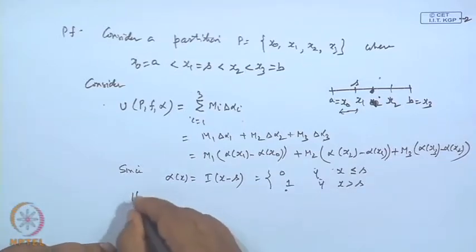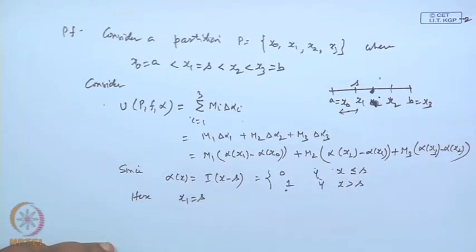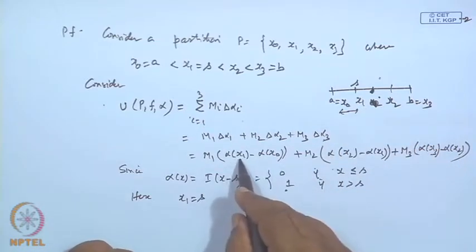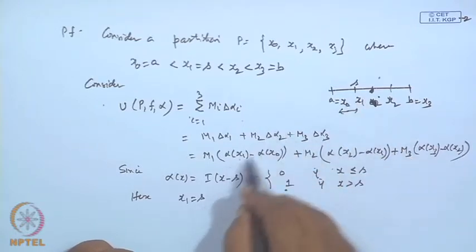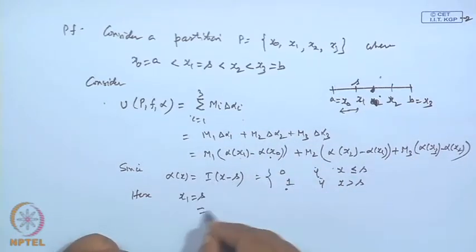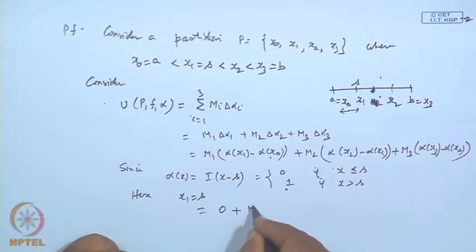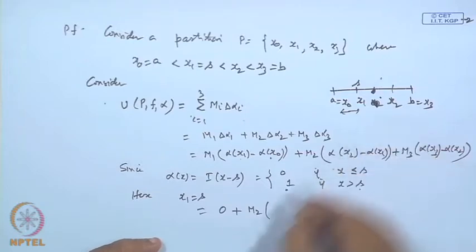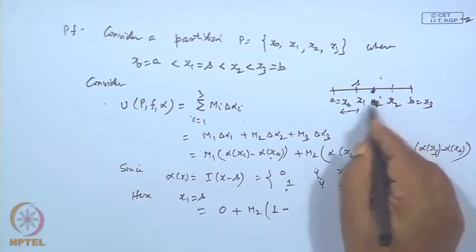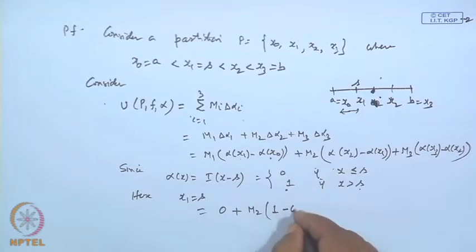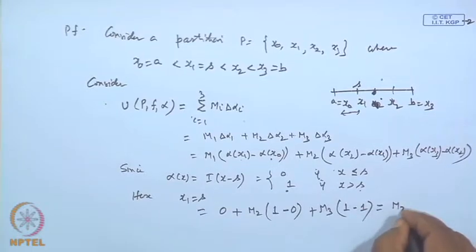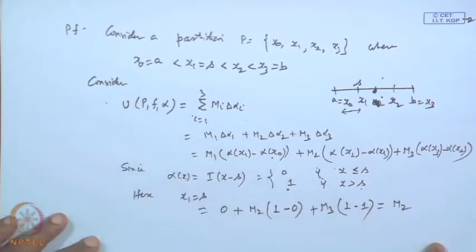Now, here x1 is s. So, it means the value of alpha at the point x1 will be 0, the value of alpha at the point x0 is 0. So, the first term will be 0, the second term will be M2 times alpha of x2, since x2 is greater than s. So, alpha of x2 will be 1, and then alpha of x1, by definition, will be 0, and then M3, alpha(x3) and alpha(x2) will both be 1. So, basically you are getting M2. So, the upper sum will always be M2.